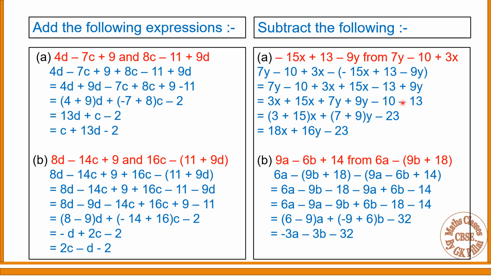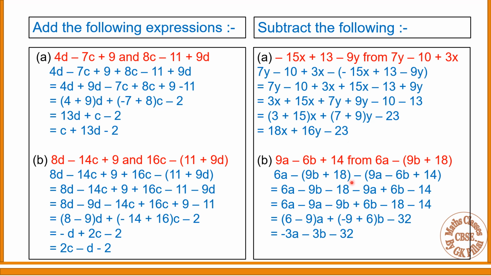Now we can combine the like terms and take x common from these two, y common from these two, and simplify these two. It will become minus 23. This will be 3 plus 15, 18x, 7 plus 9, 16y, and this 23. So this is the final answer.